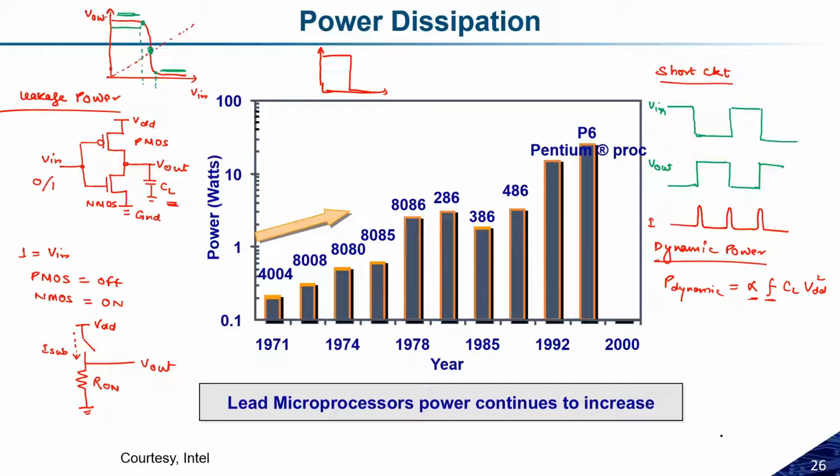Now I think... Sir, yeah, please. Can you tell that formula again, alpha f C_L VDD squared? Yeah, alpha is the activity factor. I am asking about the alpha term that you say is related to 50% on and off. Can you explain that again?